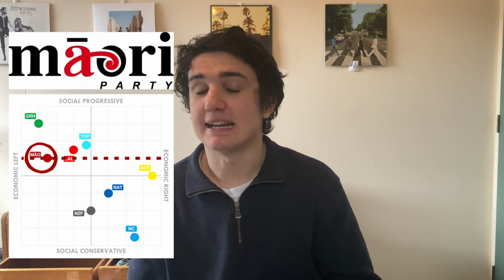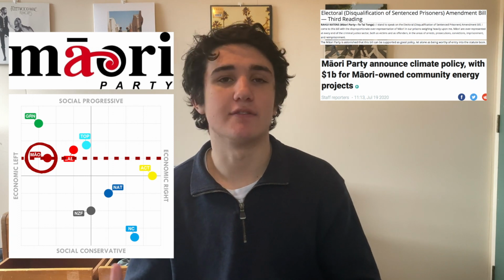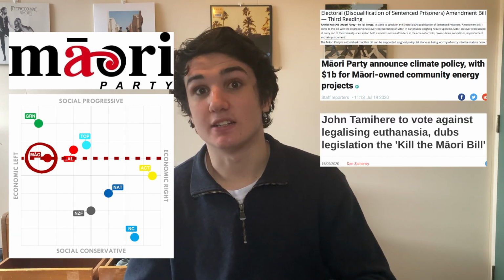Socially, again, the party takes policy from both sides of the spectrum. For example, the party supports giving prisoners the right to vote and doing more to protect our environment, but they don't support legalising euthanasia and abortion.